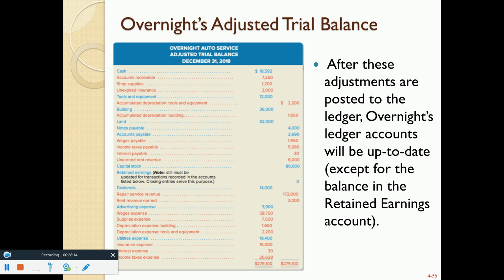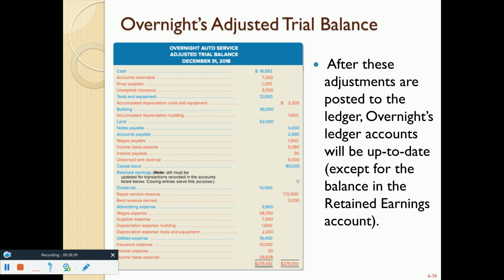As a matter of fact, just taking a look at the amount of red that I see on this slide as compared to blue, I'm here to tell you that it looks like more accounts were adjusted than not adjusted. So this proves to you that the adjustment process is very, very important in the whole scheme of things.